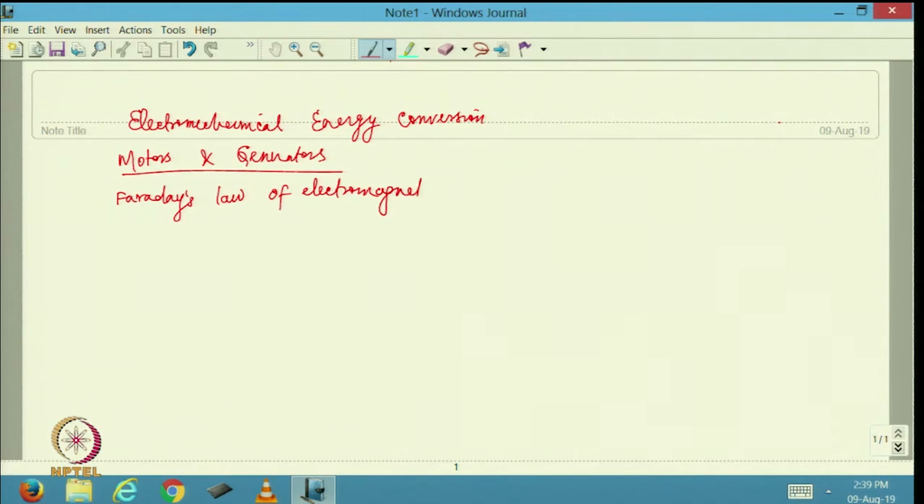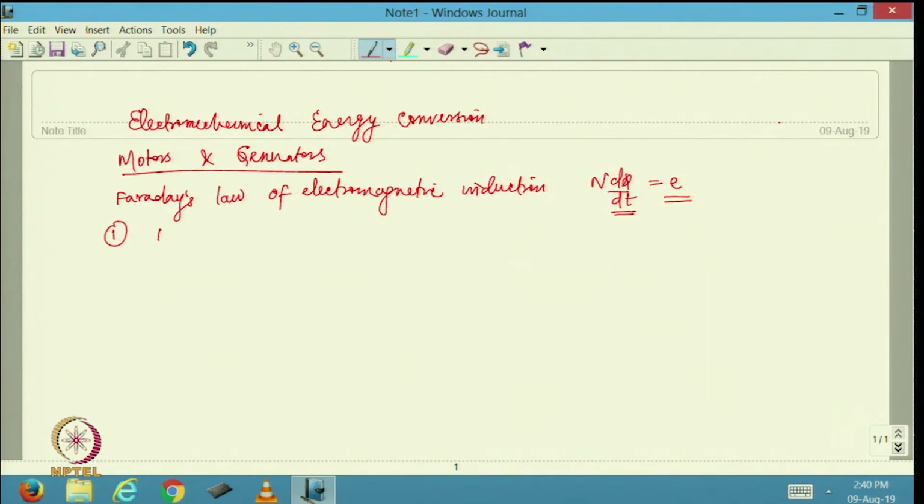This essentially says whatever we had seen in a transformer, the same thing holds good here also, which is saying N d phi by dt equals E. So whenever we need generation of a voltage, we need a rate of change of flux. This can be done in different ways.